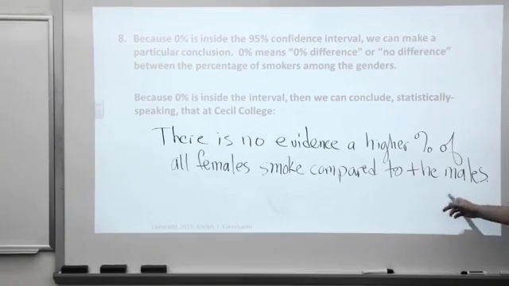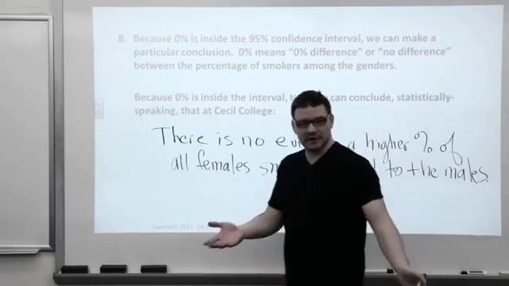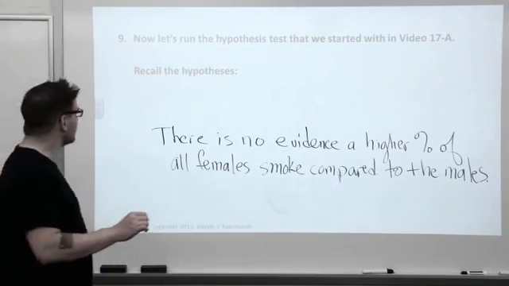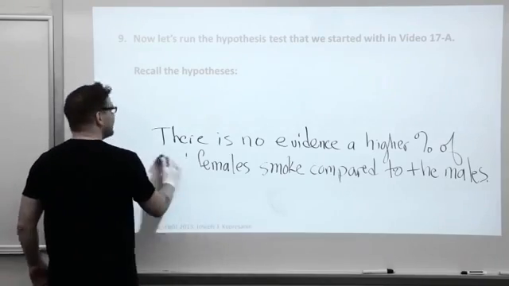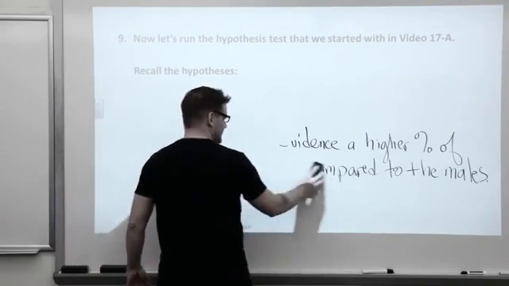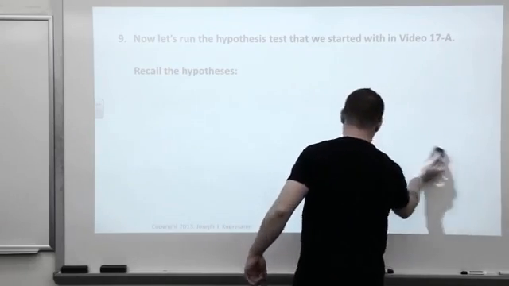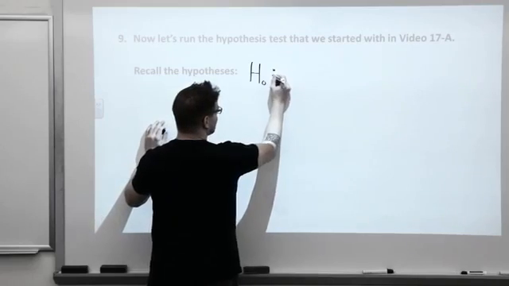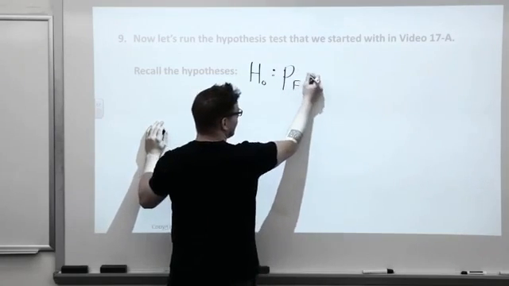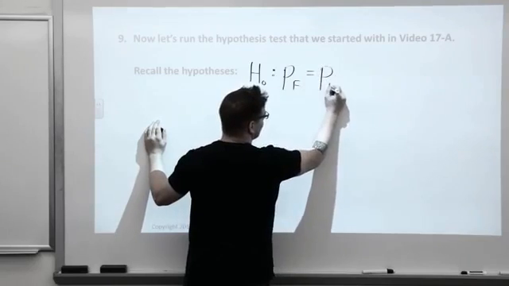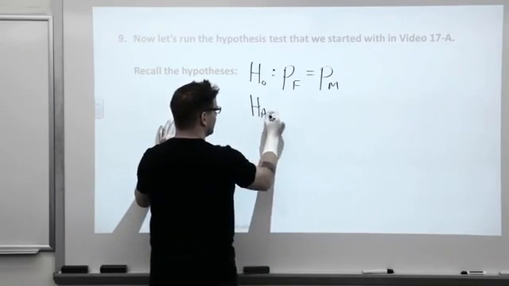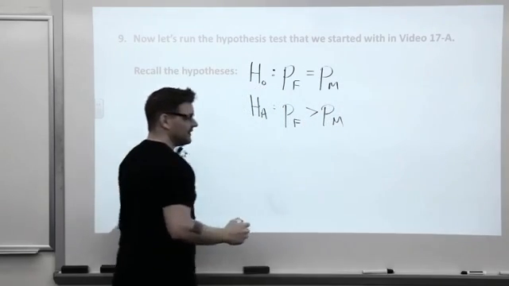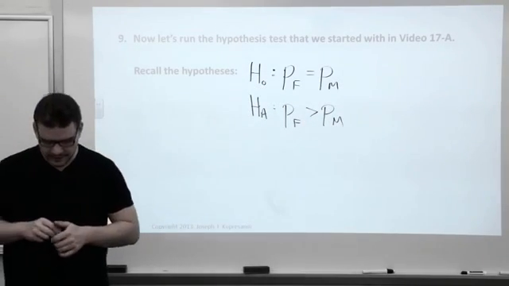Well, we did the interval. What's next? Hypothesis test goes with an interval, right? They're both based on the same ideas, and let's do it. Part 9. Let's run the hypothesis test that we started back 2 videos ago. It's been a little bit of a while. Remember what we're testing, H sub 0: P for the females is equal to P for the males, versus P for the females is exceeding P for the males, proportions of smokers. Okay?